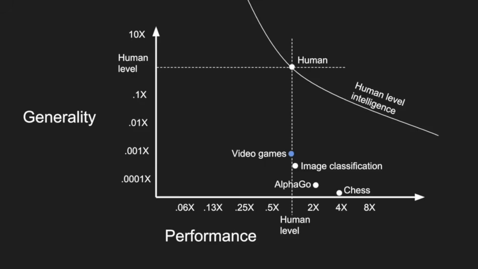So we'll add video games to our plot here. Again, more general than image classification. There's more going on. The task is broader, and performance is about human level. Now you may notice a pattern here. These fit roughly into a line or a curve, and we'll see this pattern continue.